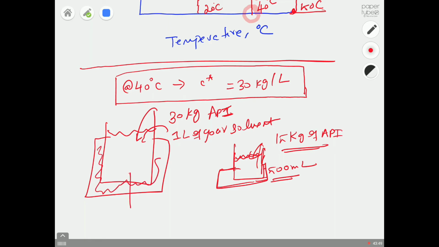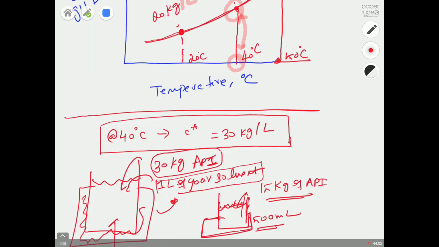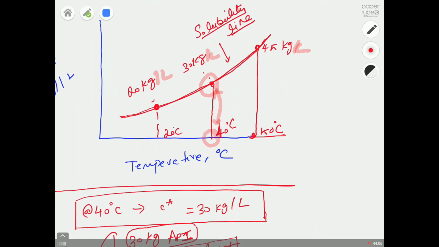So assume this is your crystallizer. We already added 30 kilograms of API and we added 1 liter of our solvent. If we heat it to 40 degrees centigrade, which is here, the solubility point, we can dissolve almost everything, 30 kilograms in 1 liter of that solvent. Yeah, 30 kilograms is a lot. Let's put it like 30 grams, 20 grams, 45 grams, something like that.